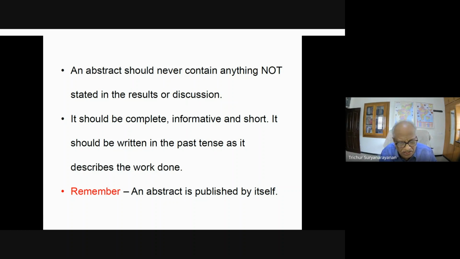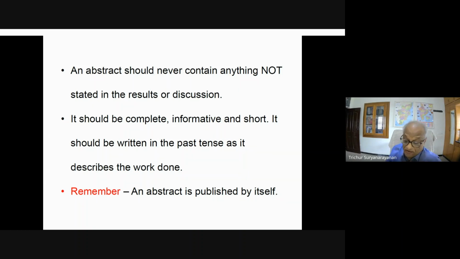It should be complete, it should have all the information, and it should be brief. And remember to write it in past tense, because it describes the work done. So we should always write it in past tense. Even generally, when we write our paper, all the present work should be written in past tense, and then if you're referring to other articles, even if it is your own work, then it can be in present tense. And always remember that an abstract is published by itself.